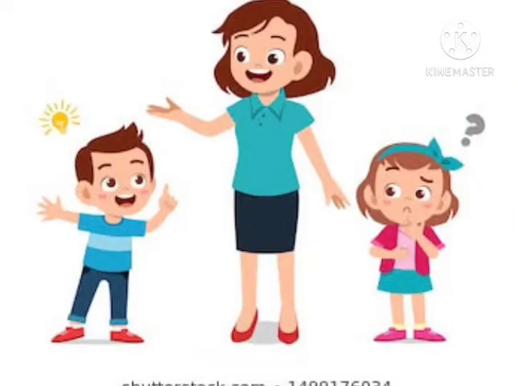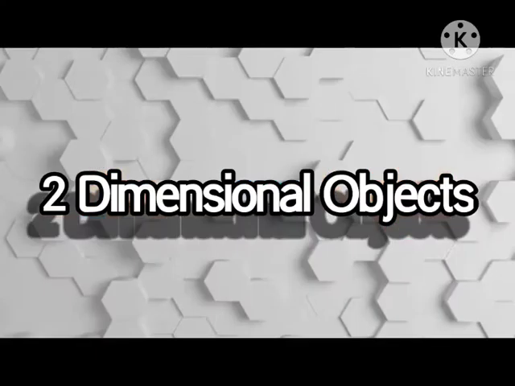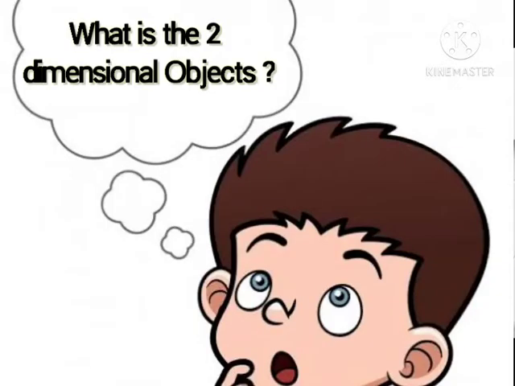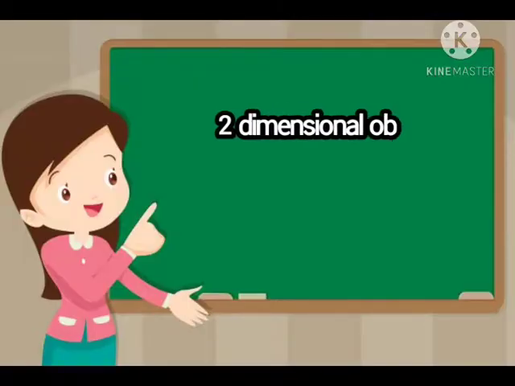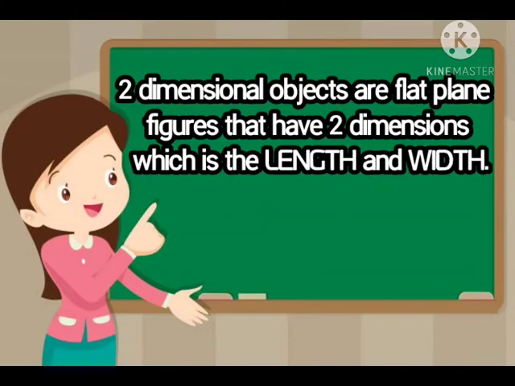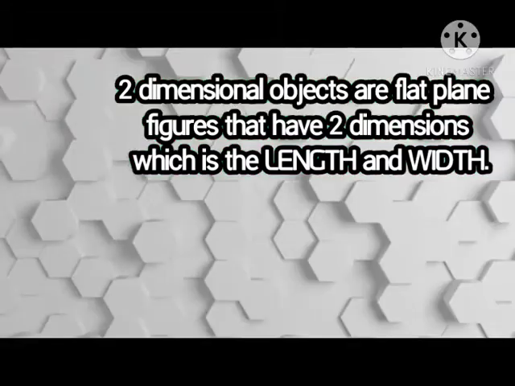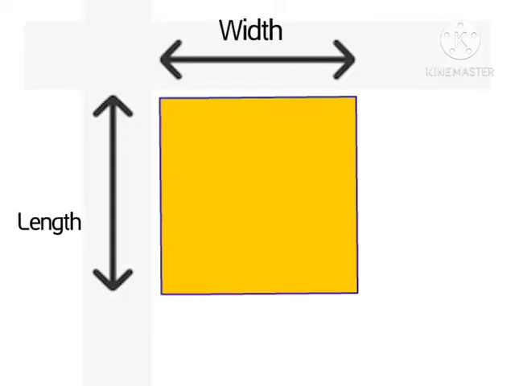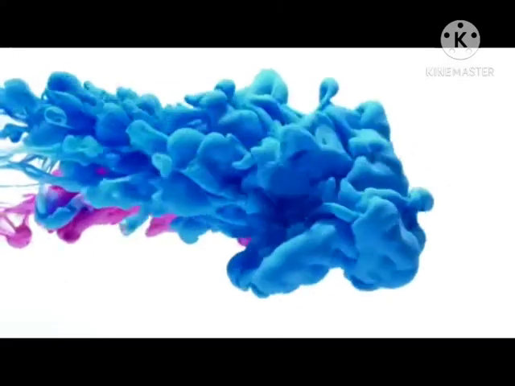Let us now tackle the first concept in geometry, which is the two-dimensional objects. What is the two-dimensional objects? Two-dimensional objects are flat, plane figures that have two dimensions, length and width. Let us try to observe. A square has a length and a width, which it can be classified as a two-dimensional object.